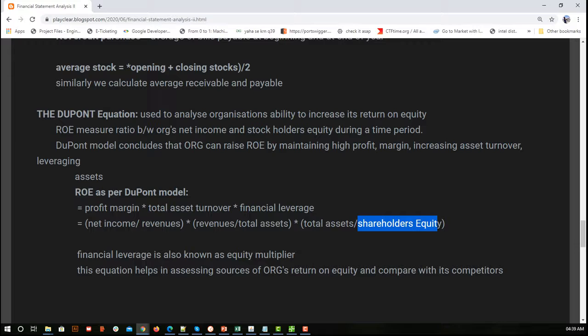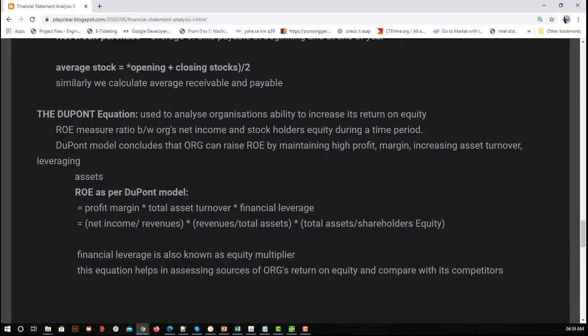But what the DuPont equation says is that these are the figures we should focus on to improve our return on equity. To increase it, we need to increase the variables in the numerator, that is net income, revenues, and total assets, and decrease the denominators, revenues, total assets, and shareholders equity. So overall it reduces to net income and shareholders equity only.